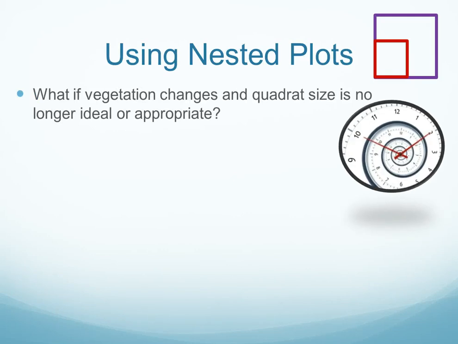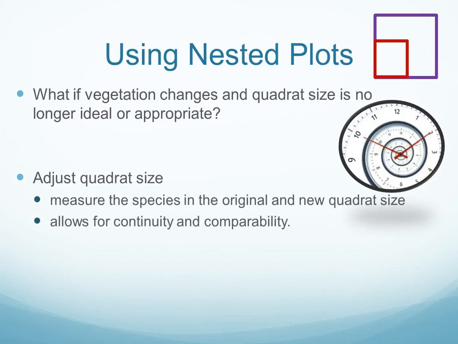That's why we measure frequency in the first place. And so what do we do if there is a change in the vegetation and the quadrat size that was appropriate is no longer ideal for the species that we are measuring? Well, we have to adjust the quadrat size.